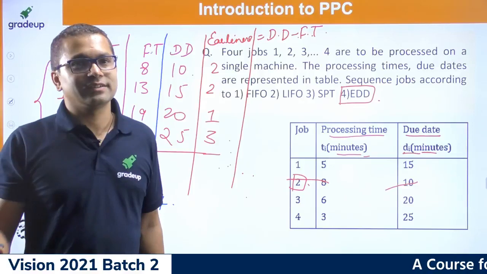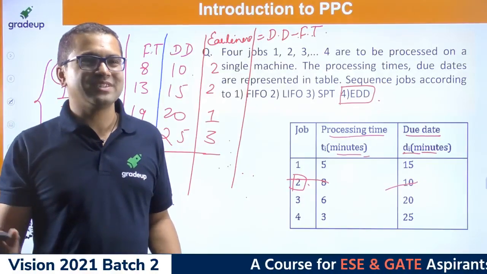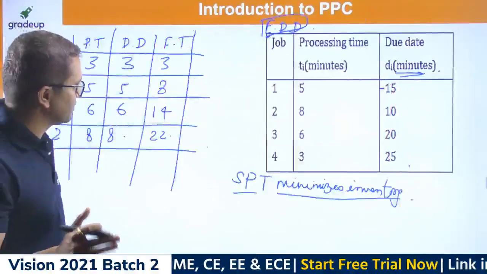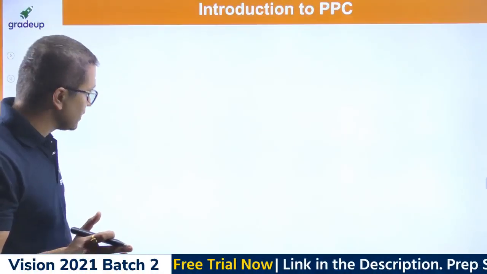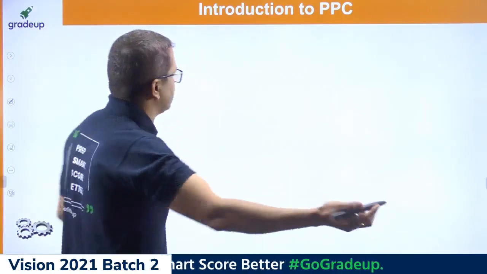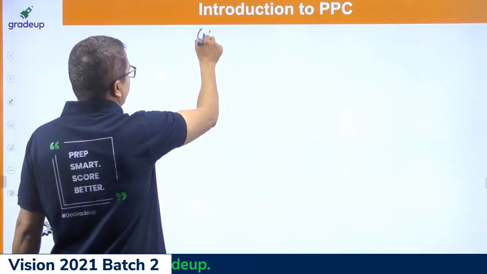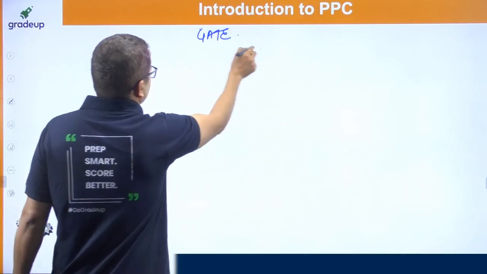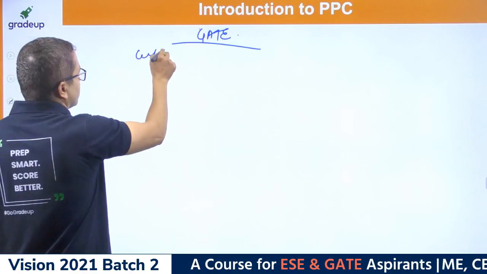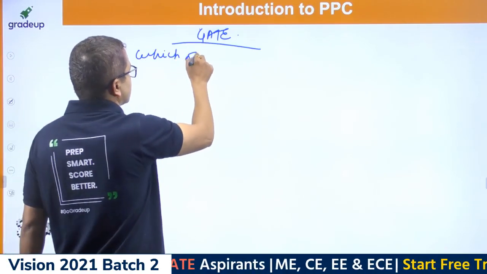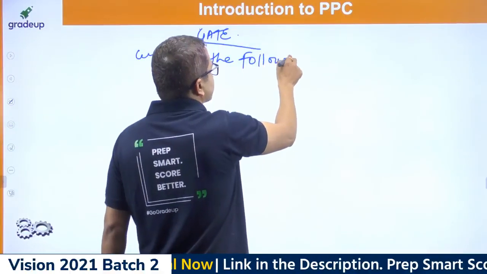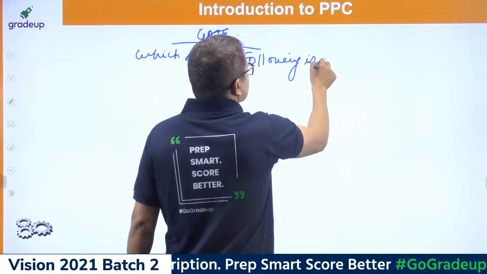Flow time for EDD is greater than SPT. Just don't cram it, okay? I want you to not remember this. I want you to understand this, okay? So if something like this would come in a competitive exam, let's say it comes in GATE, and it says, which of the following is correct?